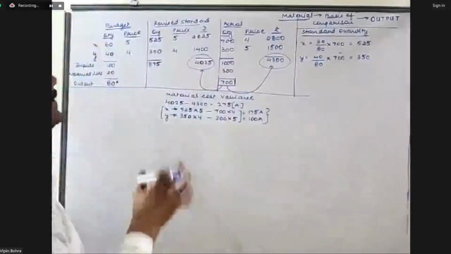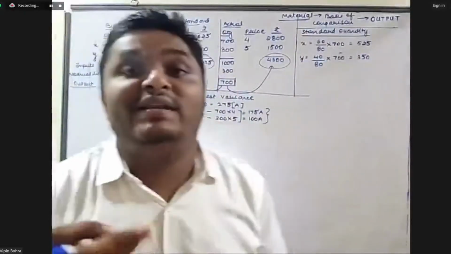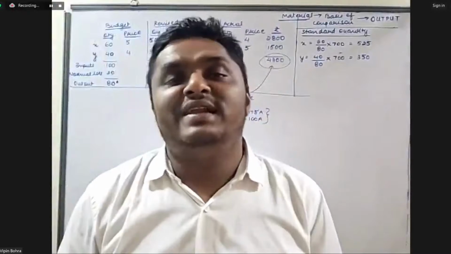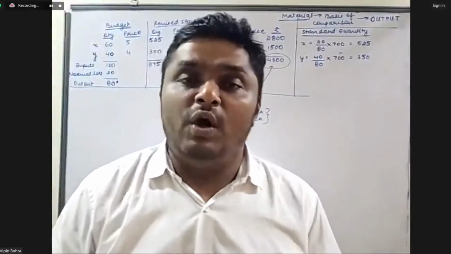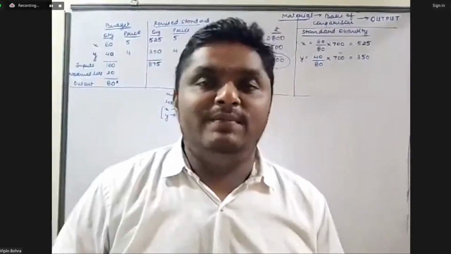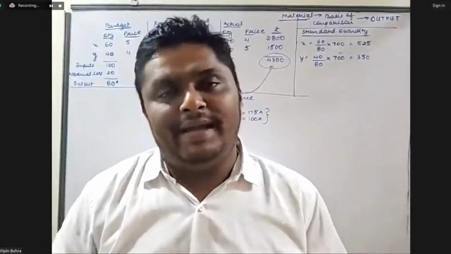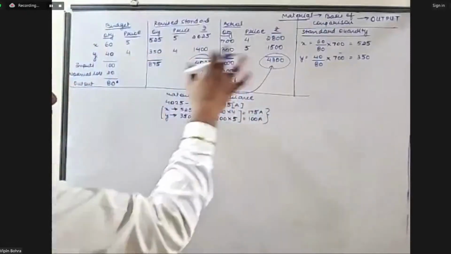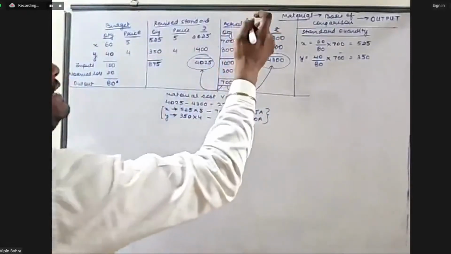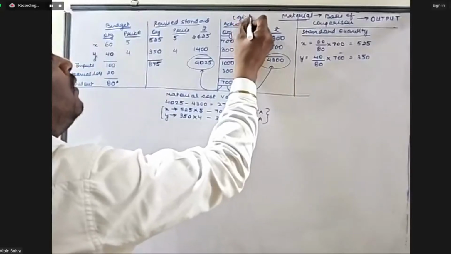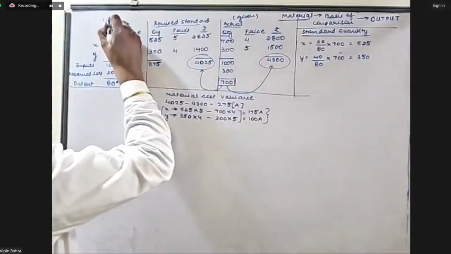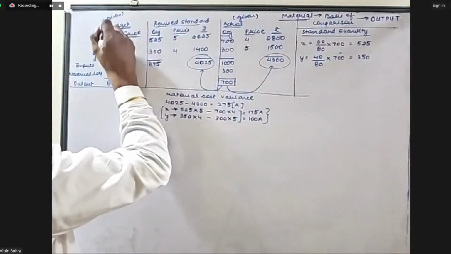But when talking about Y, we were supposed to purchase Y at the rate 4, but he actually purchased at the rate 5. So there is something wrong with the purchase manager, or there is something wrong with the price estimation by the management. So this is the reason. This is the actual data that is given in the question. This is the budgeted data that is given in the question.